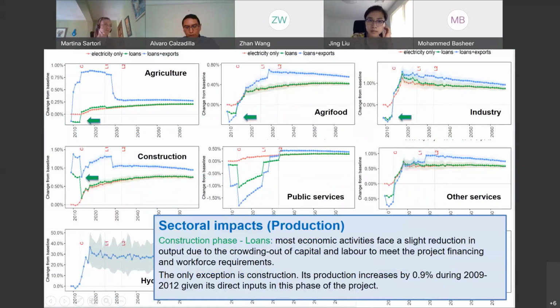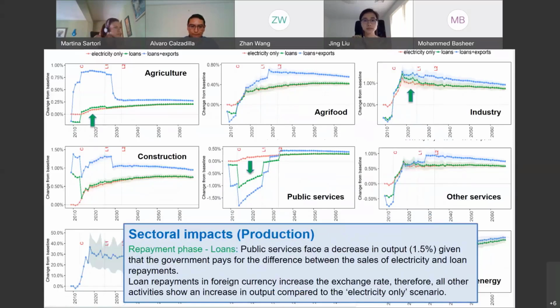In the construction phase, for the loans scenario, we can see that most of the economic activities have a slight decrease in output because of the crowding out effect that I mentioned about labor and capital, with the only exception, the construction sector, because now as we are considering the construction sector, then this activity will increase the output and it will be around 1%.